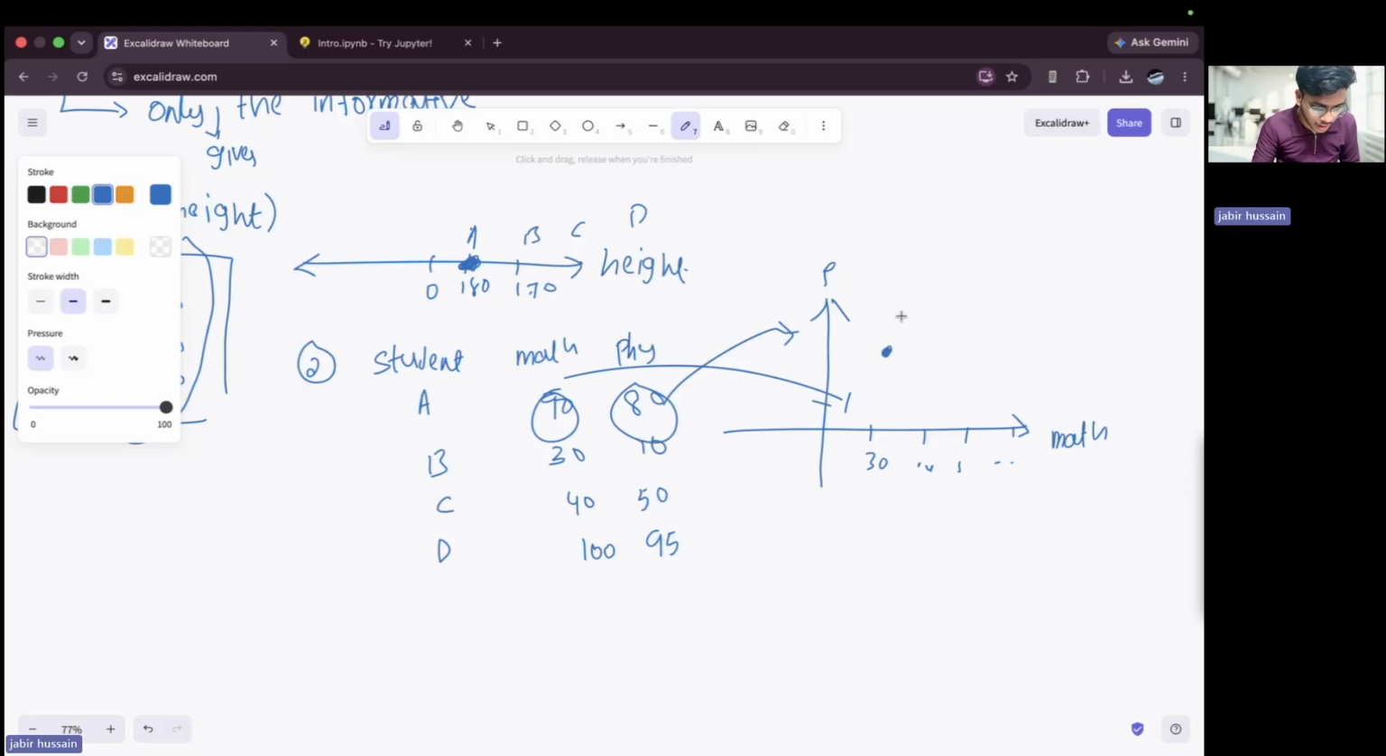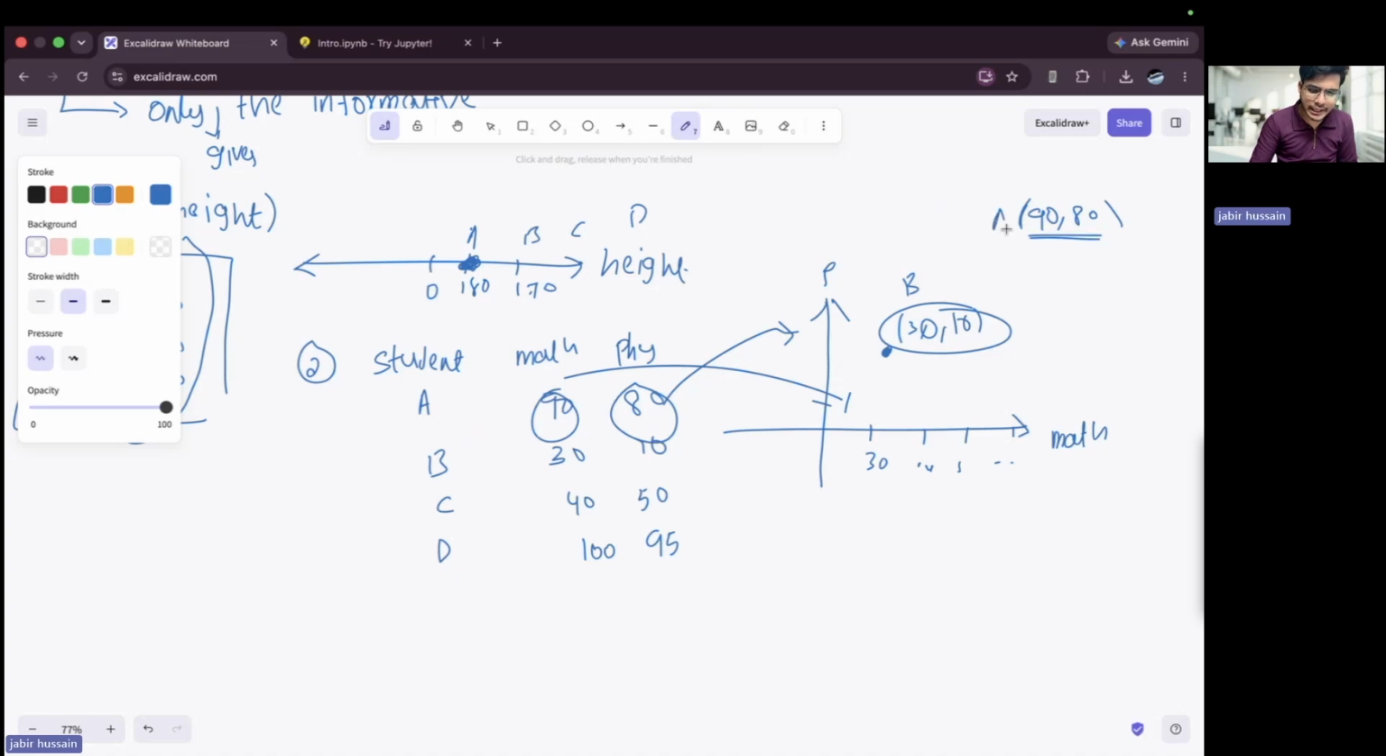The points I get, let's say, this point 30 comma 10 represents student B. Similarly, if you take another point, let's say 90 comma 80, right?